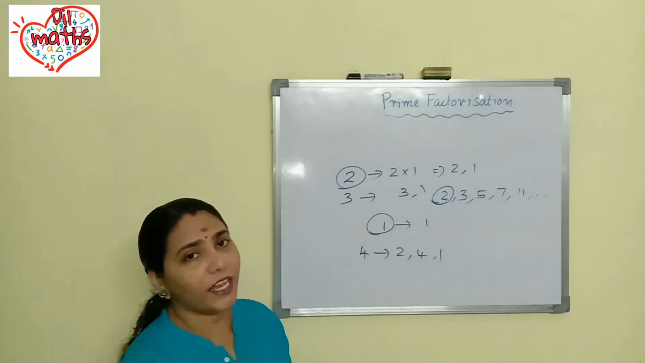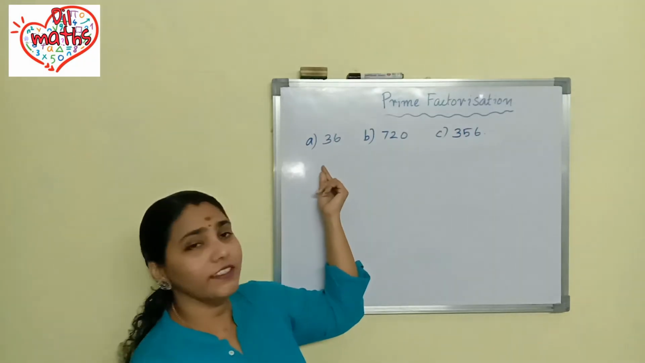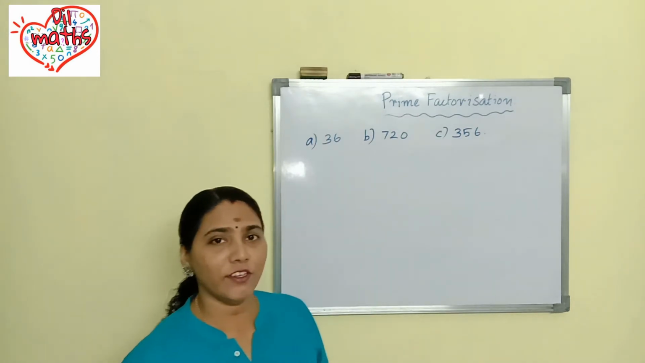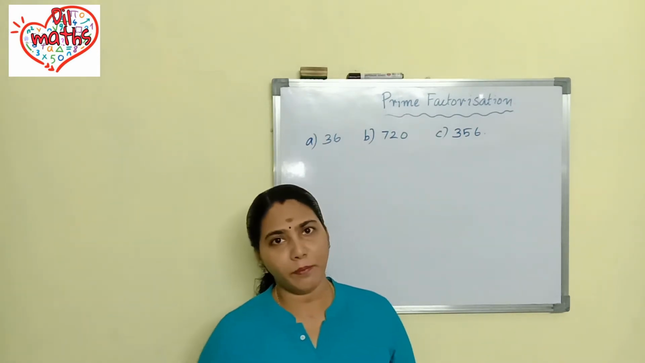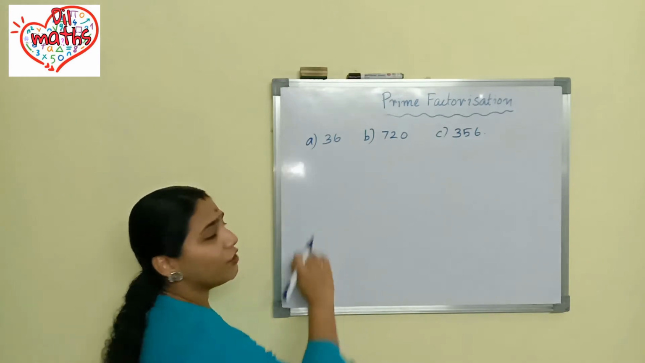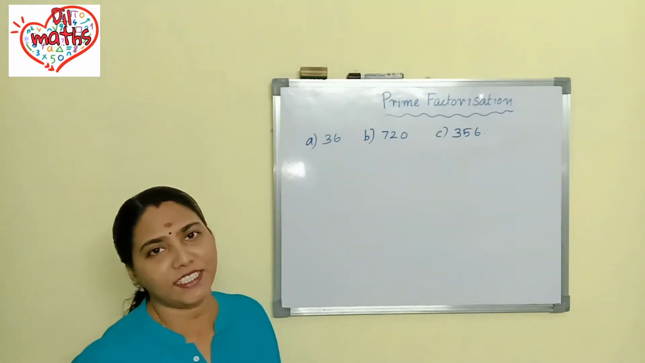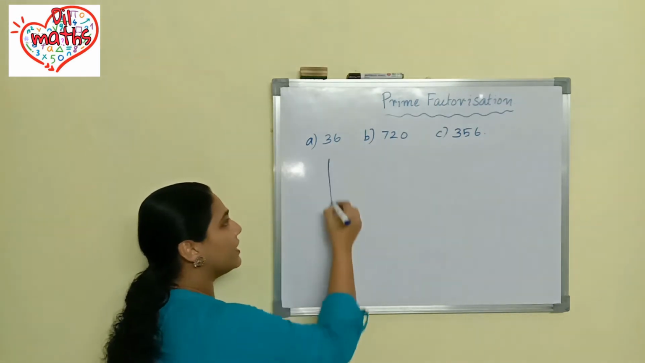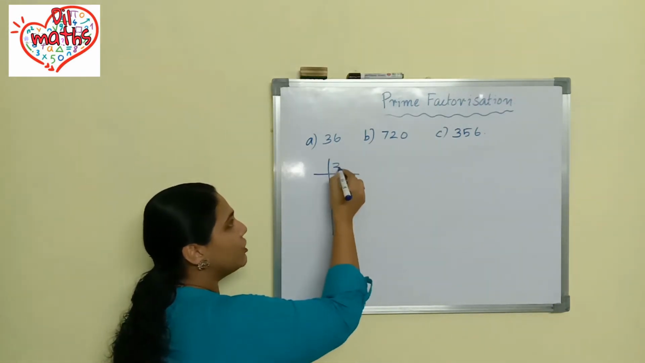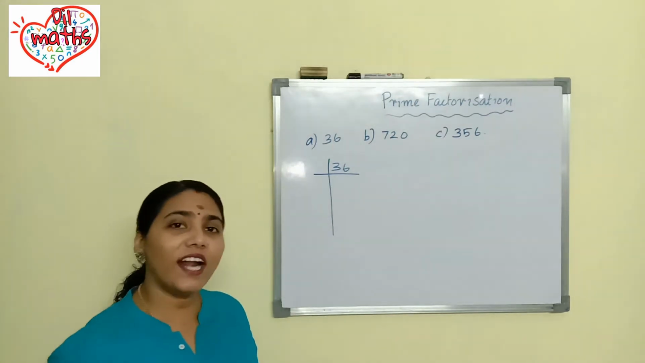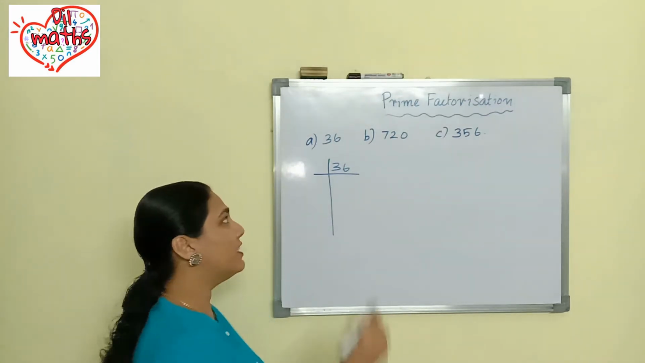Now, we will check prime factorization. First, we will take a small number, 36, and find out how to find the prime factorization of 36. We should divide that number only by prime numbers. That's why it is called prime factorization. If we are taking 36, we should write like this. What is the first prime number? 2 is the first prime number.